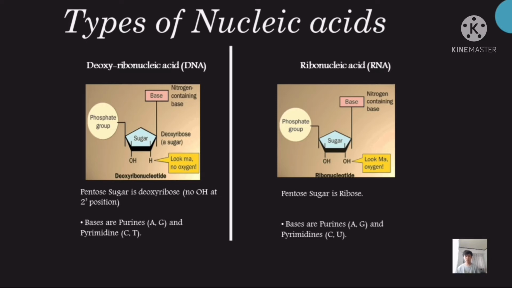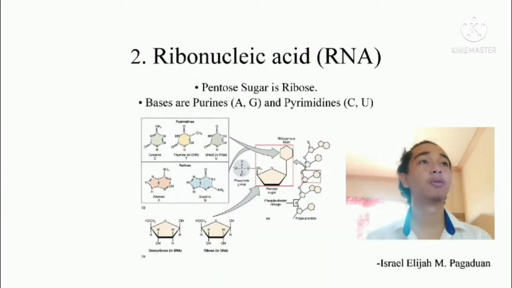For the nitrogenous bases of DNA, for purine, we have adenine and guanine. For pyrimidine, we have cytosine and thymine. And for the nitrogenous bases of RNA, we have adenine and guanine for purine, and cytosine and uracil for pyrimidine. Thymine is replaced with uracil in RNA. Ribonucleic acid: the pentose sugar is ribose. Bases are purines A and G, and pyrimidines C and U.